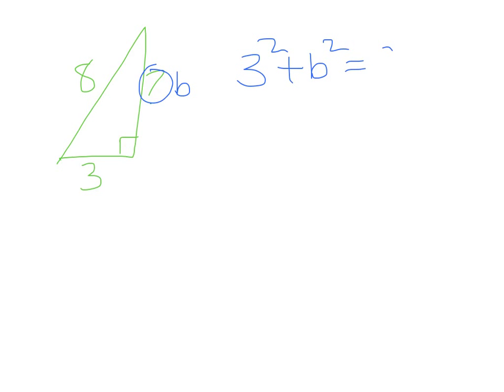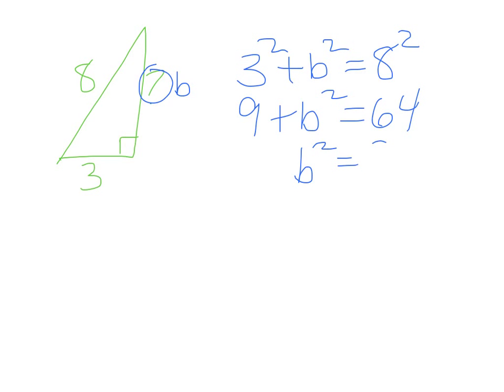Okay, let's look at another one. Again, I have a right triangle. Let's say this is 3, this is 8, and I want to find out what the unknown side is. Why don't you pause the video and try to figure that out? Okay, so if you do this, the unknown is a leg, so let's call it B. It doesn't matter, A or B. 3 squared plus B squared is equal to 8 squared. So 9 plus B squared equals 64. So B squared is equal to 55. So B is equal to the square root of 55.